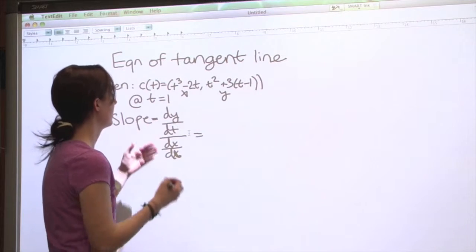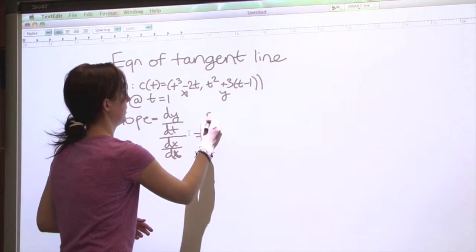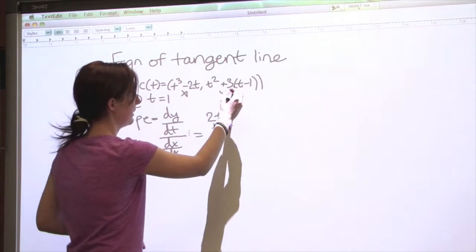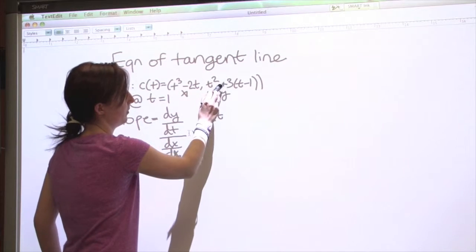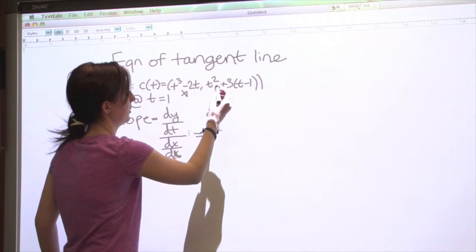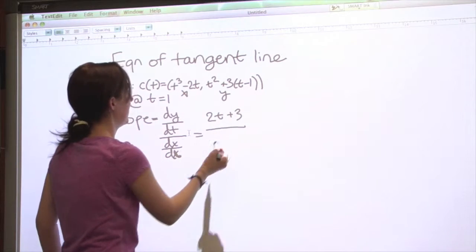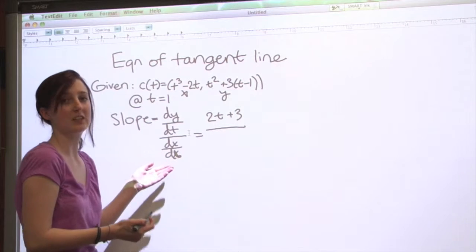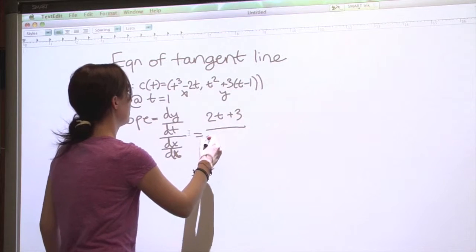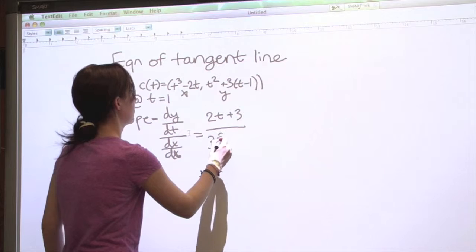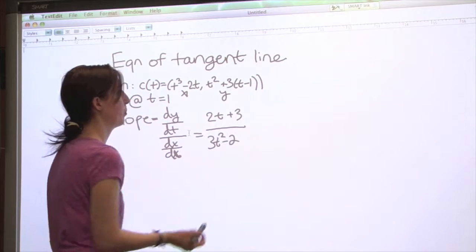So our first step is to take the derivative, which is 2t. And then you have to distribute the 3t minus 3, which is really just plus 3 when you take the derivative. And then, when you take the derivative with respect to t in the x equation, it's 3t squared minus 2.